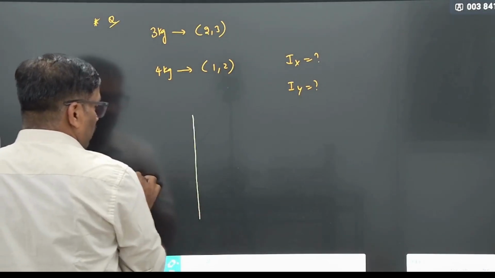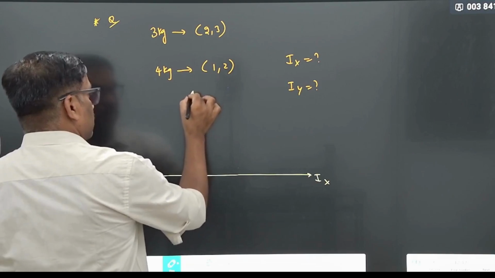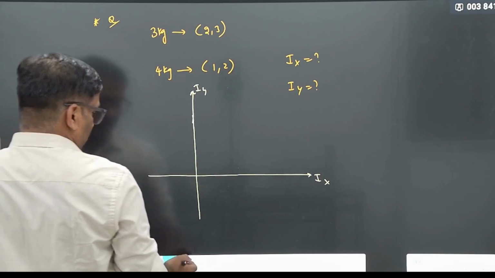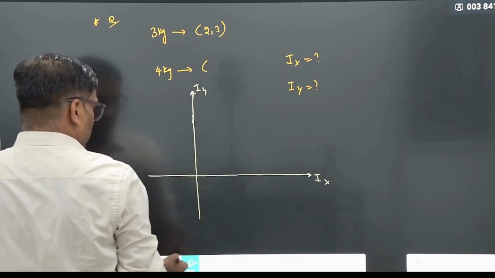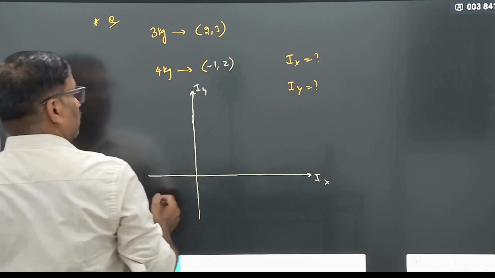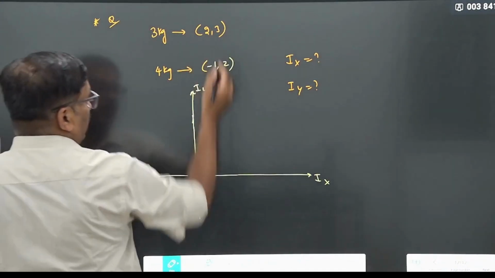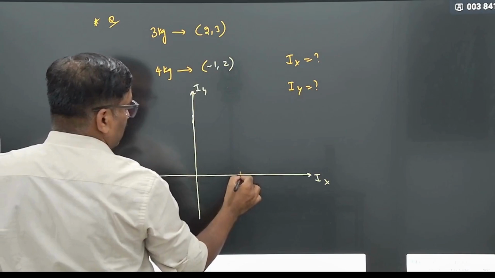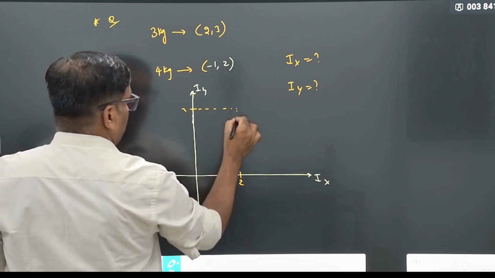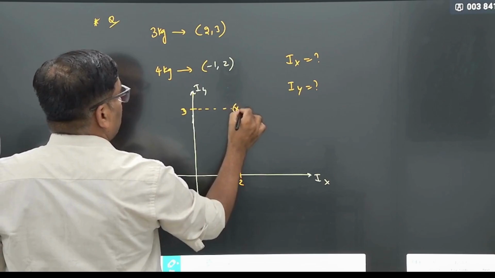First of all, let us plot this. This is your x-axis and this is your y-axis. We'll take another point so that it's slightly more difficult: (-1, 2). For the point (2, 3), 2 is along the x-axis and 3 is along the y-axis. So here 3 kg is there.